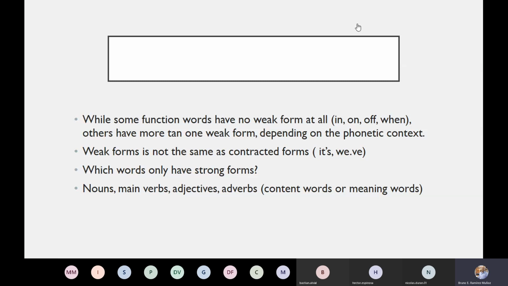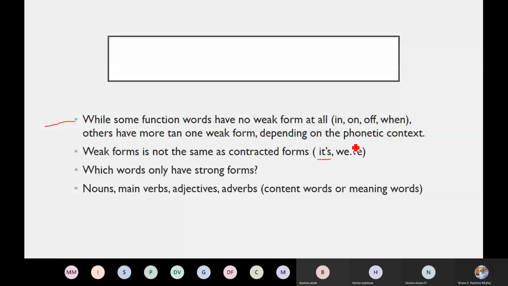Thank you so much. So in the first part, it says some function words have no weak form at all, right? In, on, off, and when. And others have more than one weak form, and that's what we're going to take a look at. You're not supposed to confuse weak forms with contracted forms, like it is, we have.